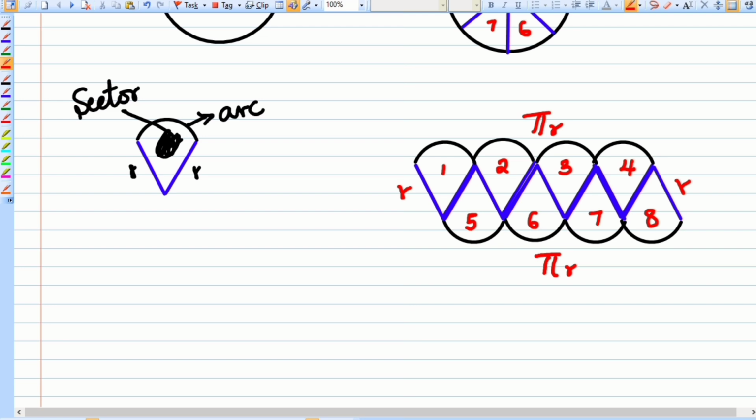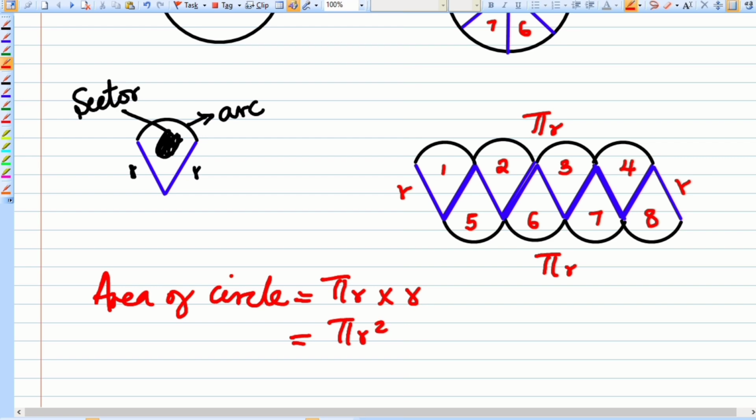So finally, how can we derive the formula? Since this is a parallelogram, the area of the circle will be length times breadth, right? So the length is pi r, the breadth is r. So finally, our formula will be pi r squared. So this is how to derive the area of a circle. There's another way to derive it, but I think this one we are good to go. So that's the area of a circle. Don't forget pi r squared.